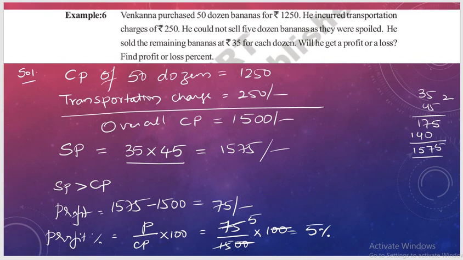So from this, what we can understand is, since he has given the cost price of 50 dozen, directly we need to consider that price. So after the spoiling of 5 dozens also, since he has increased the price of each dozen, that is the reason why he got a 5% profit, right? Next, moving on to the next question.